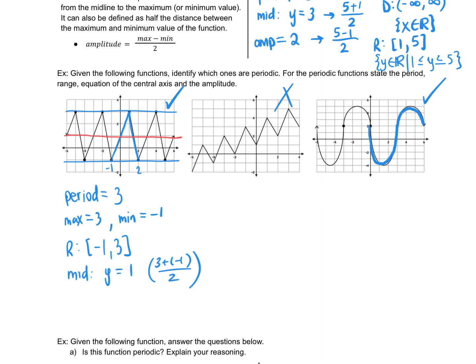by 2. For my amplitude, once I've drawn in my midline, I am just counting those two boxes, so it's 2. The visual is very helpful, and I just have to read my graph for it. Otherwise, I could have subtracted my max and my min to find the difference between them, and then cut that in half for my amplitude.